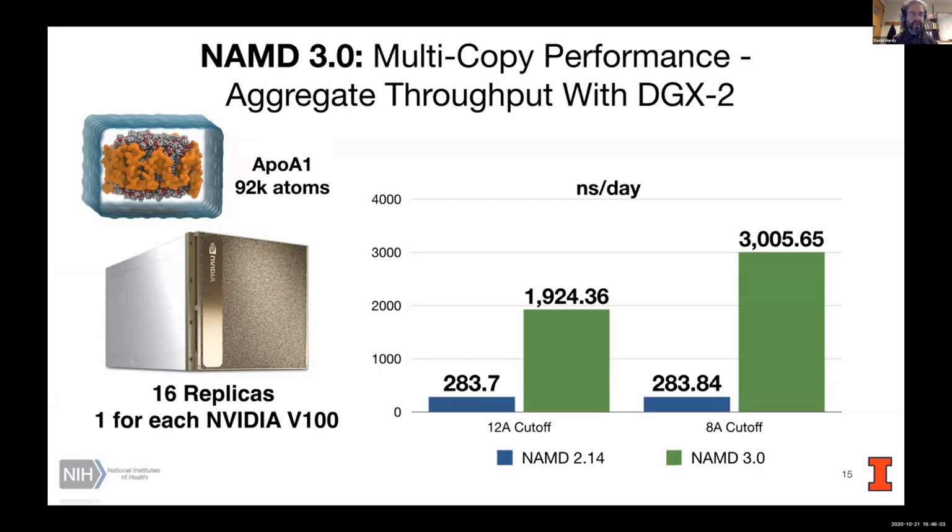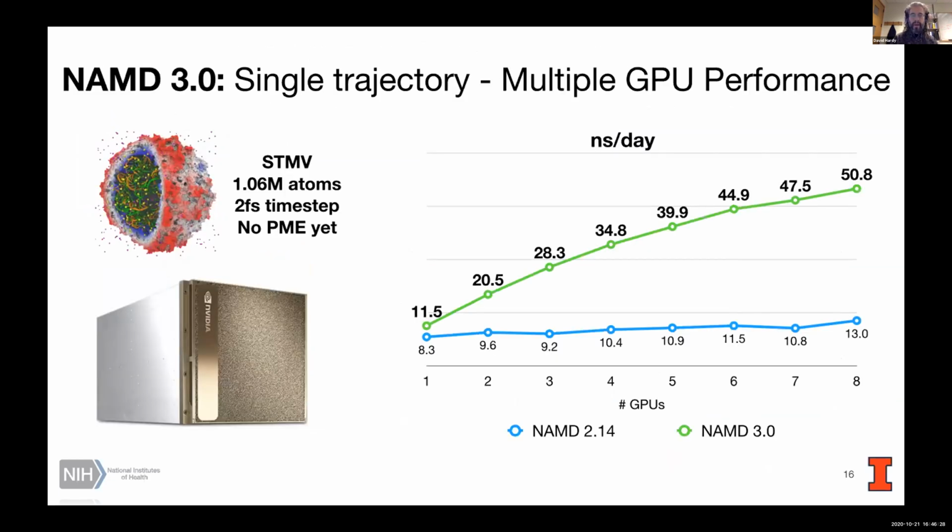And so that's what we're seeing here when we're calculating the aggregate throughput, where we've just summed all the nanoseconds per day that we get from the 16 different replicas. And so it's just a huge performance boost over what we have available in NAMD 2.14. And so all of that is right now available in an alpha version of NAMD 3.